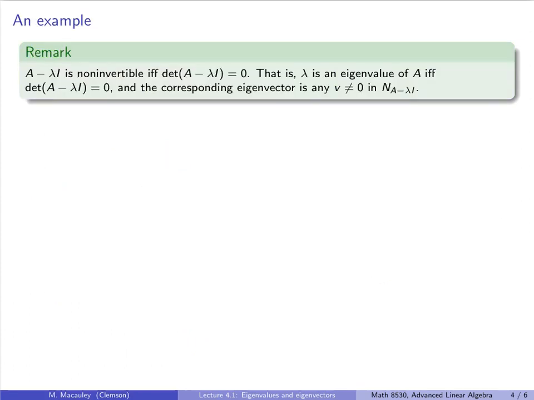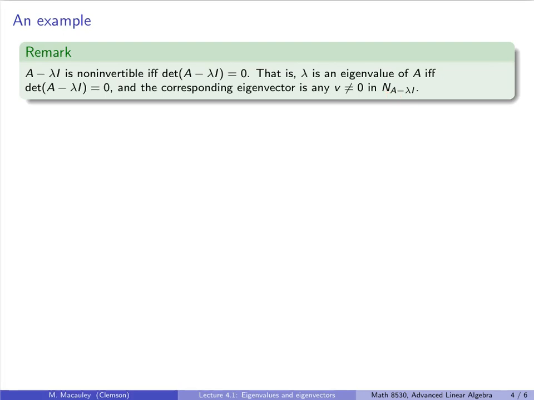It's worth mentioning that a linear map, in this case A minus lambda I, is non-invertible if and only if its determinant is 0. In our setting, that means that lambda is an eigenvalue of A if and only if the determinant of A minus lambda I is 0. And the corresponding eigenvector is any vector that's non-zero in the null space.